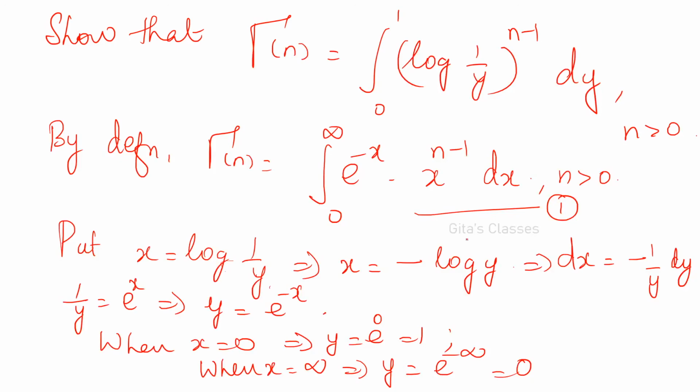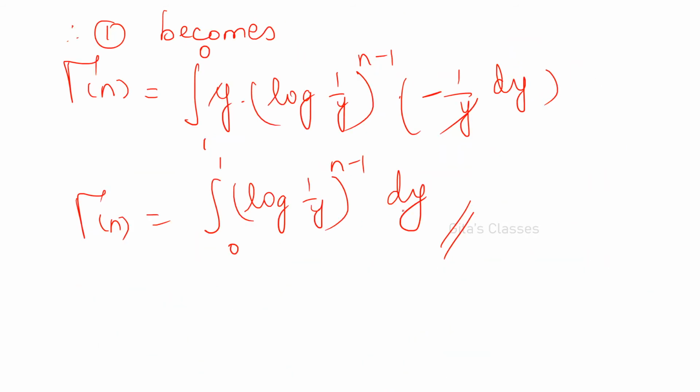Show that gamma of n is equal to the integral from 0 to 1 of log of 1 by y, the whole power n minus 1, dy. This is what we have to prove. We have proved this, hence proved. So this problem is over. Now let us evaluate some more sine, cos or gamma values.